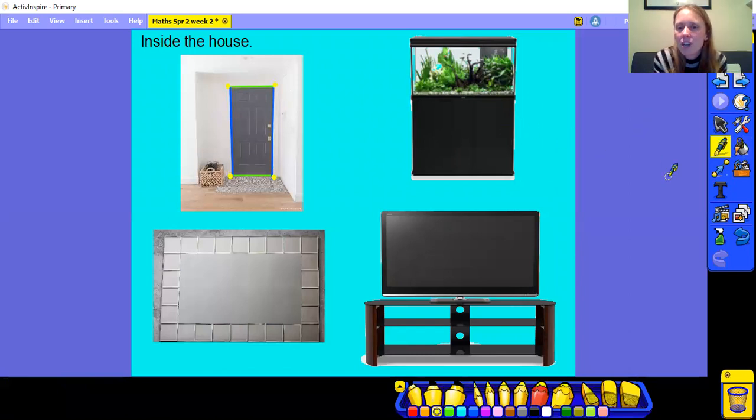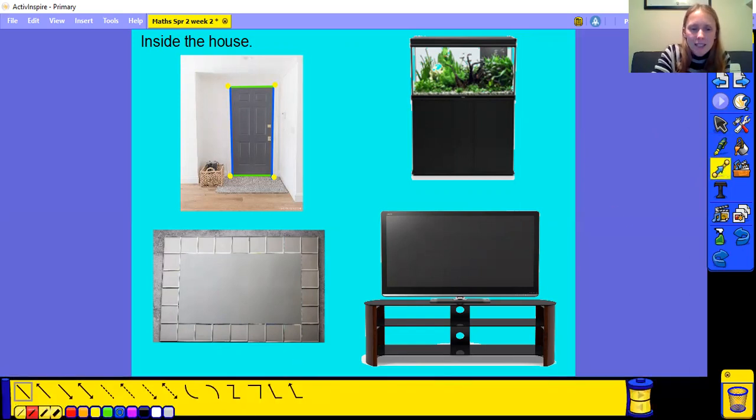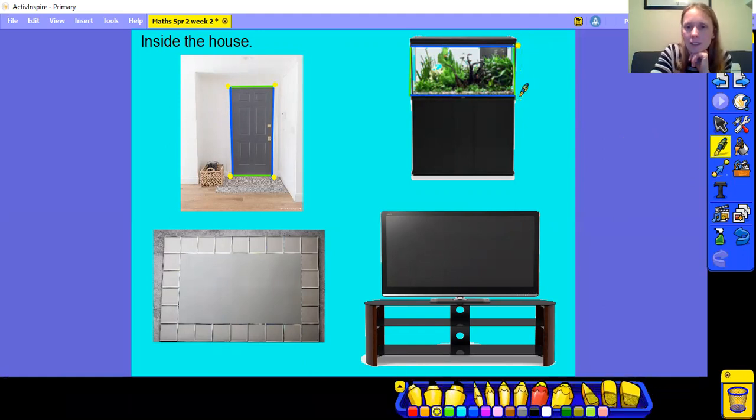Let's have a look at the fish tank. Did you see any rectangles? I can see a rectangle on the fish tank. The fish tank has 2 short sides. It has 2 long sides. And let's check how many corners it has. It has 1, 2, 3, 4. Did you spot that rectangle? Maybe you spotted another rectangle in that shape.